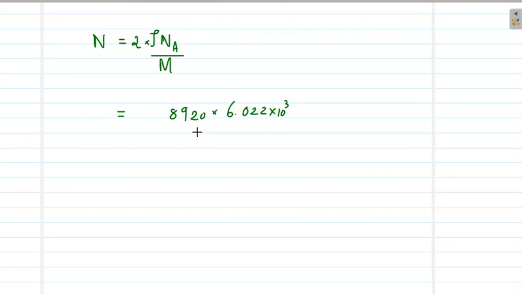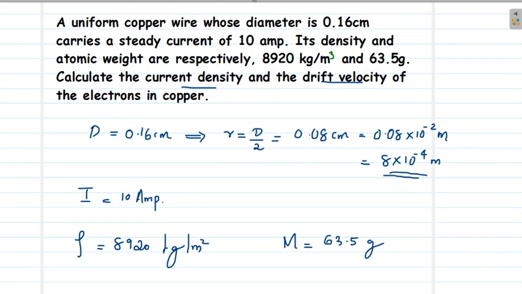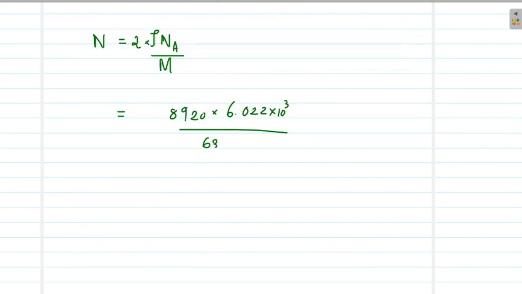In one of the previous problems, we saw the equation, the charge density n equal to rho into Avogadro number Na divided by the atomic mass m. Multiply this with the valency to get total number of free electrons. So using this equation, let us substitute. Density is 8920. Avogadro number is 6.022 into 10 raised to 23, and atomic mass is given by 63.5 gram, so 63.5 into 10 raised to minus 3 kilogram.